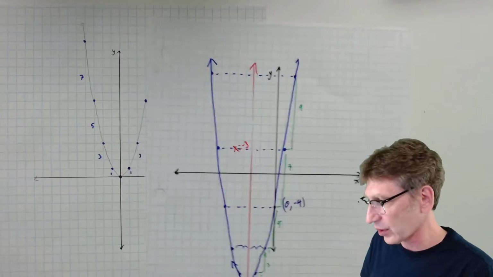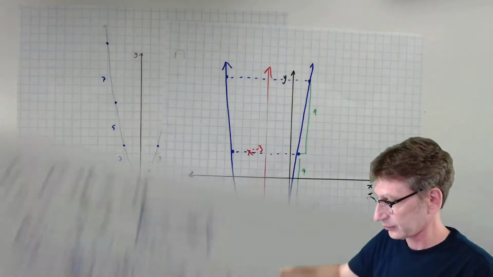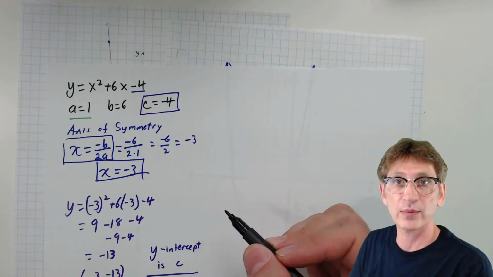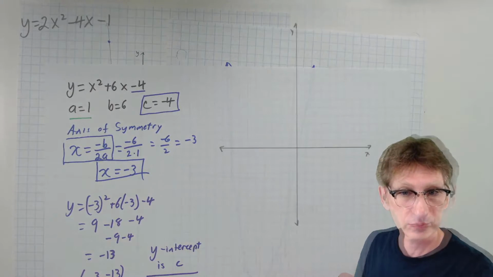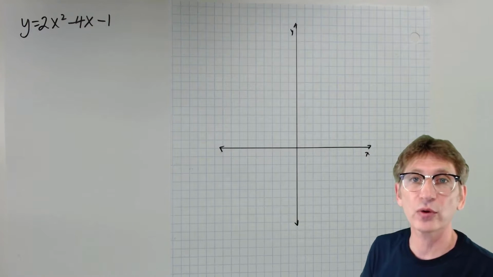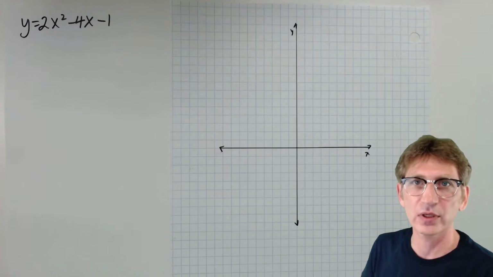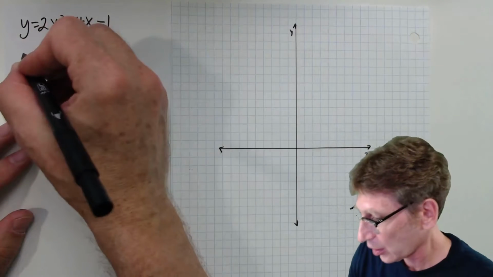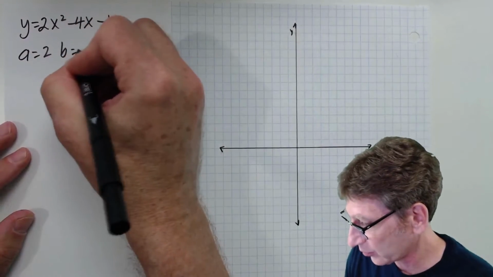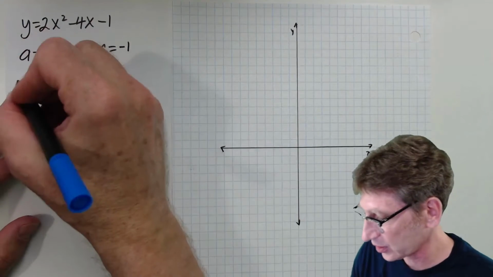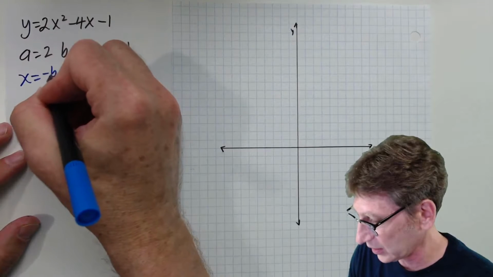This is not going to work quite the same way if the a value is not 1. And we're going to take a look at a couple quick examples of what happens if a is not 1. Here is a quadratic function where the value of a is not 1. We're going to approach graphing this the same way we've graphed the other ones. Find the values of a, b, and c, find the axis of symmetry, use that to get the vertex, and then we'll find some ordered pairs for the graph. We have a equals 2, b equals -4, and c equals -1. The axis of symmetry is found with the equation x equals -b over 2a.